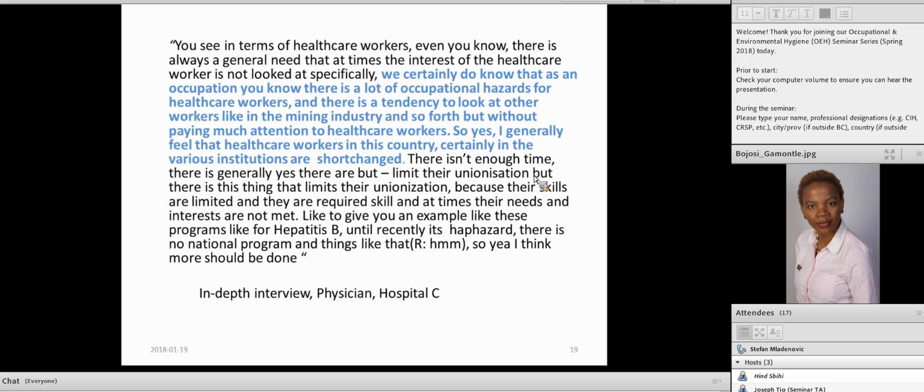Now, this is a physician in the private hospital. He says, we certainly do know that as an occupation, there are a lot of occupational hazards for healthcare workers, and there's a tendency to look at other workers, like in the mining industry, without paying much attention to healthcare workers. So yes, I generally feel that healthcare workers in this country, certainly in various institutions, are shortchanged. He's talking about the mining industry here, and if you remember that diagram, we started with the Factories Act, so it shows that the Factories Act maybe had a role to play in that regard.